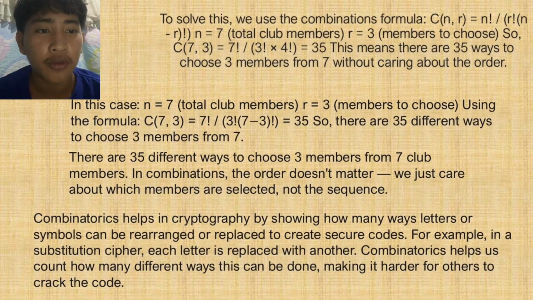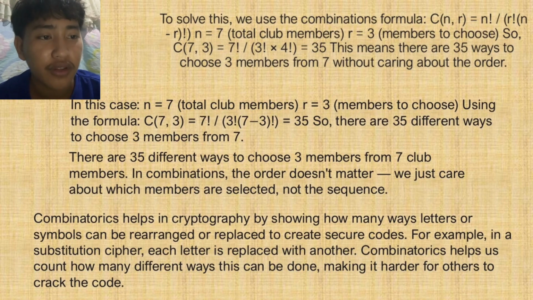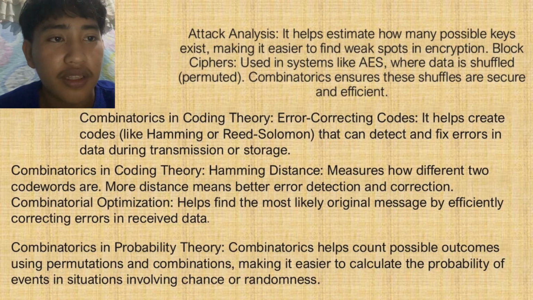Combinatorics helps in cryptography by showing how many ways letters or symbols can be arranged or replaced to create secure codes. For example, in a substitution cipher, each letter is replaced with another. Combinatorics helps us count how many different ways this can be done, making it harder for others to crack the code. In attack analysis, it helps estimate how many possible keys exist, making it easier to find weak spots in encryption.